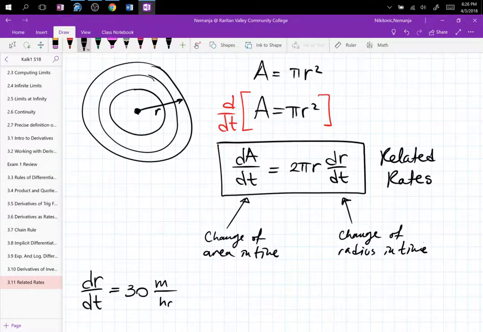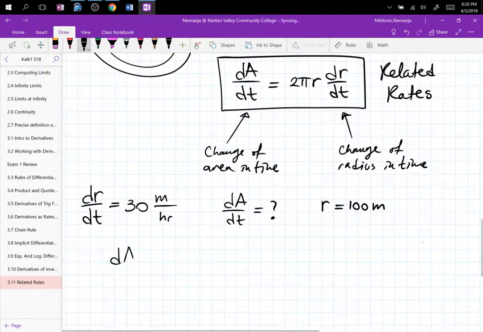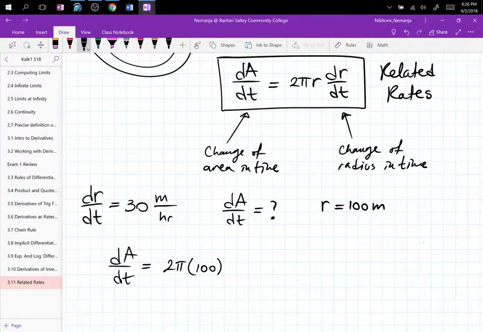They want to calculate the change of area. So that's the unknown, where radius is 100 meters. We get to plug this in. dA dt is the unknown. Great. On the other side I have 2 pi r, where r is 100 and dr dt is 30. So what is this? This is 6,000 pi meters squared per hour.